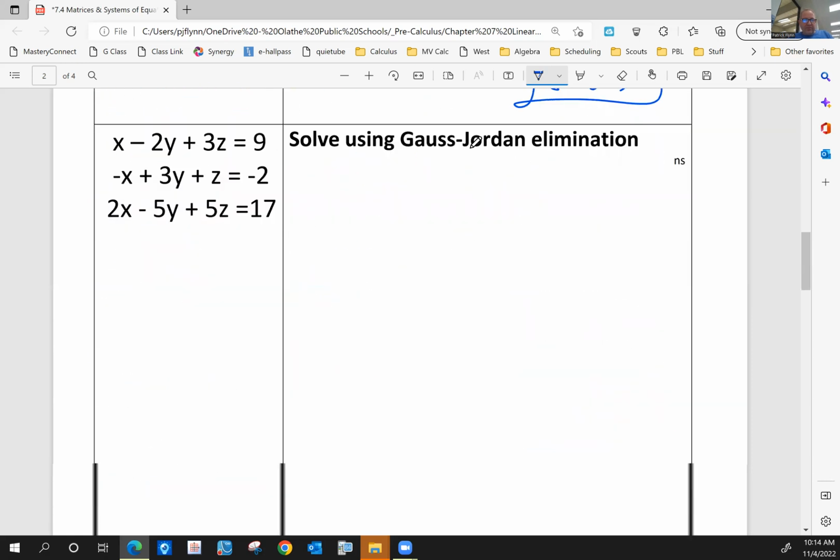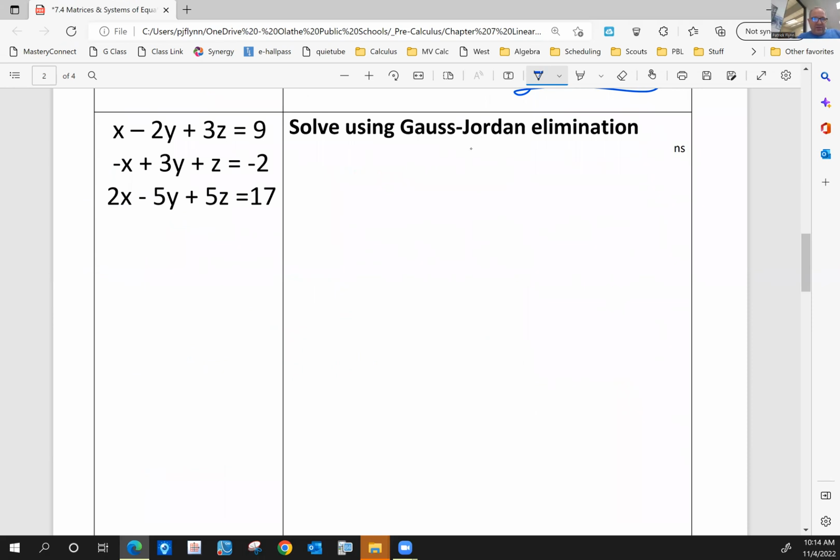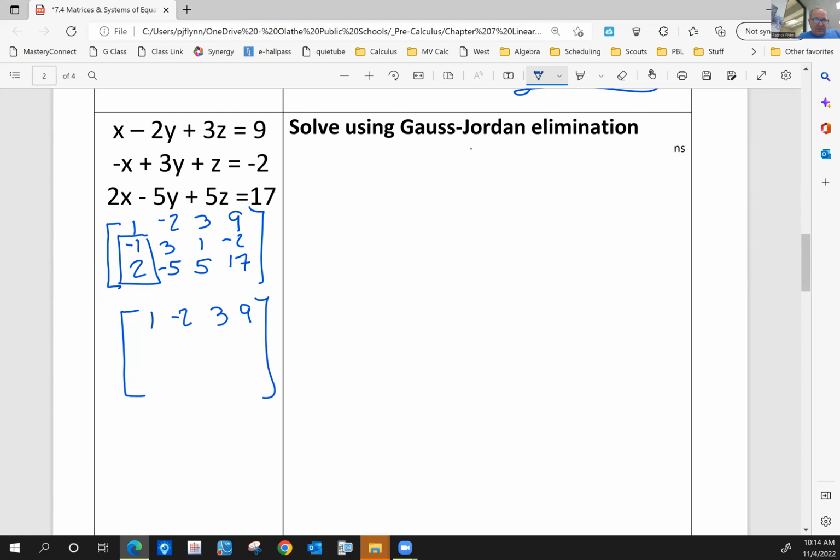Let's do one more. Let's do this one. So again, my setup is to, first of all, write it out into matrix notation. Now, the goal is to get these numbers to be a 0. So I think what I would do is keep the top row. And I would do row 1 plus row 2. And then I would do -2 times row 1 plus row 3.